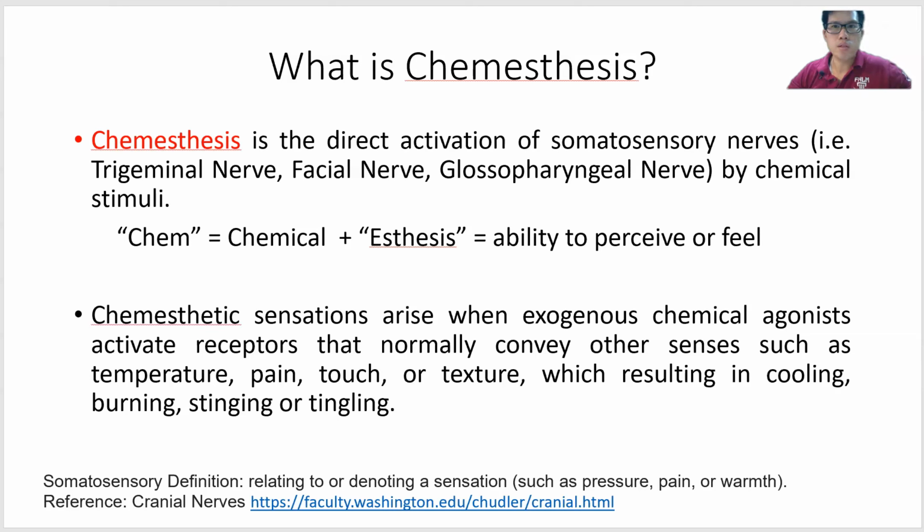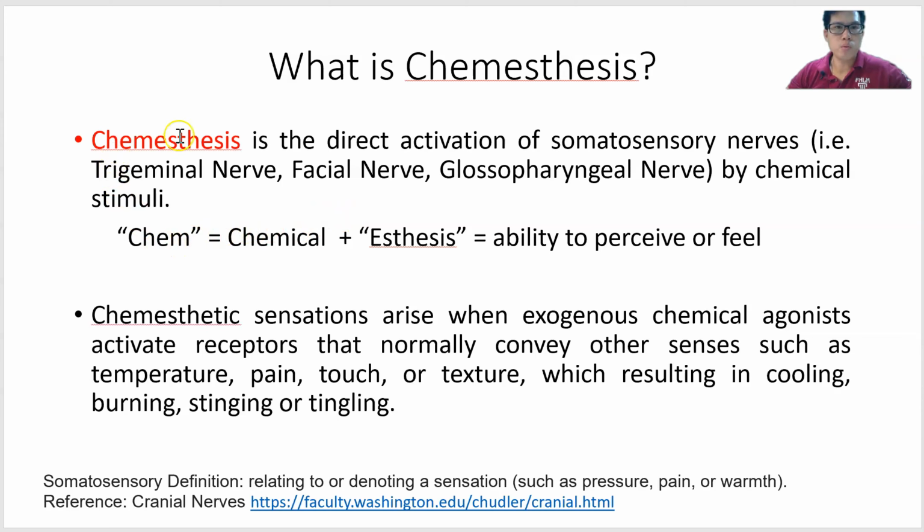What is chemostasis? Chemostasis is the direct activation of somatosensory nerve. Basically, these are the nerves that we have mentioned in part 1, the trigeminal nerve, facial nerve, and glossopharyngeal nerves, by what we call the chemical stimuli. So it's chemical compounds that will trigger these nerves, sending signal to the brain.